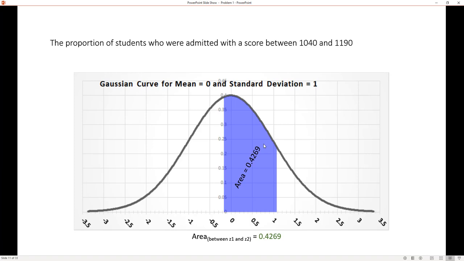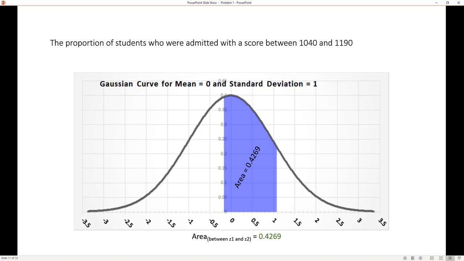I could also express it by saying, what is the probability that a randomly selected student scored between a 1040 and 1190, and you would just say the probability is 0.4269. If I asked for this as a percent, you would have to convert it to a percent, meaning that you would have to move the decimal point over 2 places to get 42.69%. That's not going to be too difficult for you, just wanted to point that out.